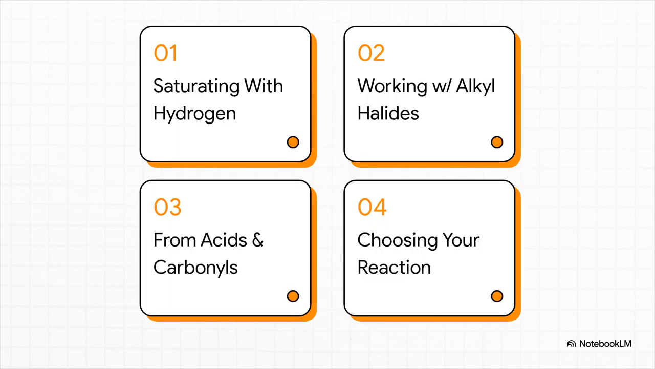Okay, so here's our game plan. We'll kick things off with the most direct way to make alkanes. Then we'll get into some more versatile tools that let us really build and shape carbon chains. And finally, we'll wrap up by figuring out how you choose the perfect reaction for whatever you're trying to build.